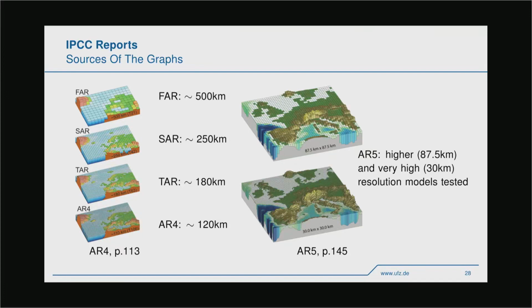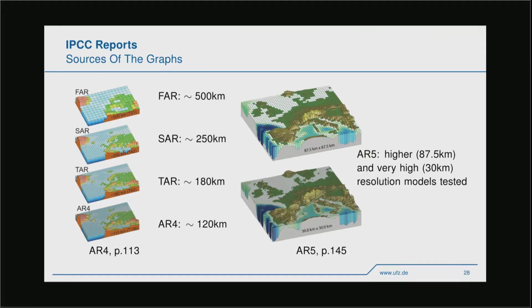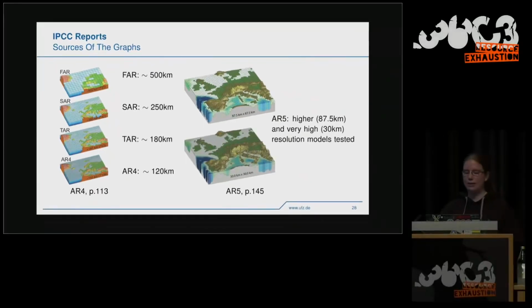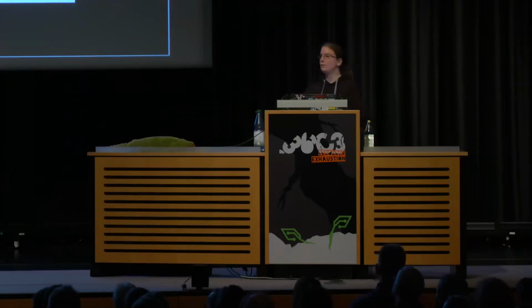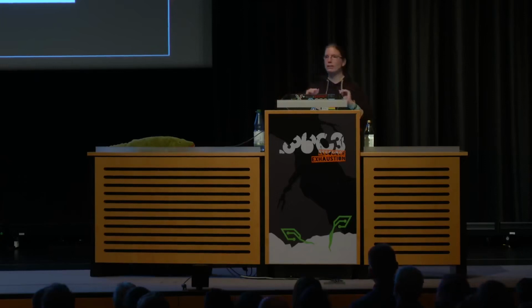For the AR5, it's a little bit a different section I show you, and also I show you two resolutions. There is the resolution for the higher models, which is, for example, 87.5 kilometers, and for the very high resolution with 30 kilometers. And that's because climate models are not just one model, but there are different kinds of models that are coupled, and each model has its own resolution.